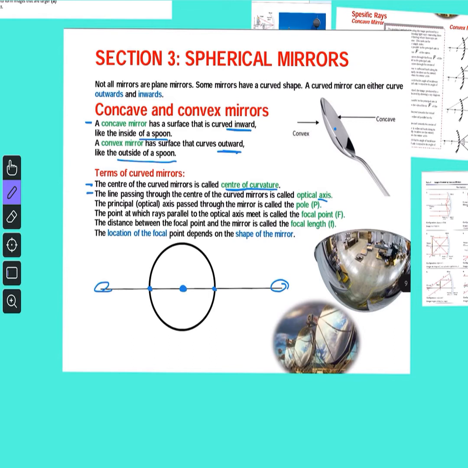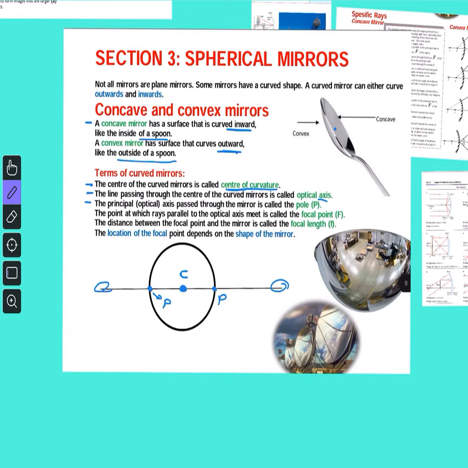Okay, this line we call the optical axis. C, capital C, stands for the center, and the principal optical axis passes through the mirror at a point we call the pole, P. This point is P, the pole, on the mirror, this circle.